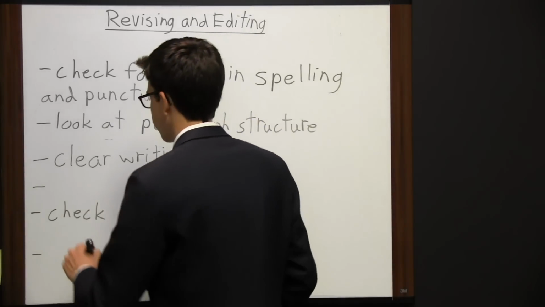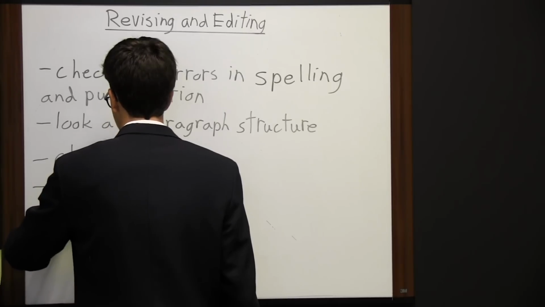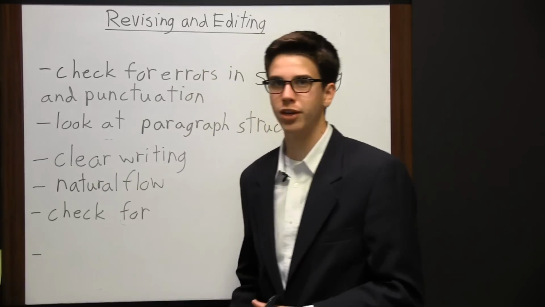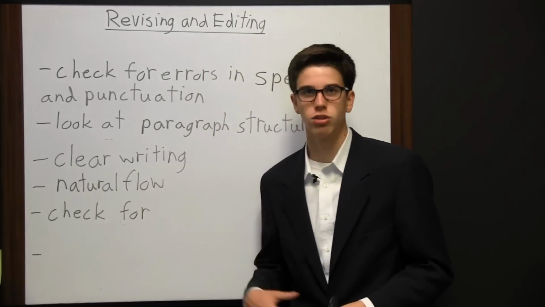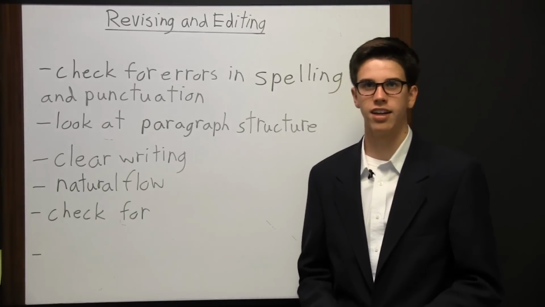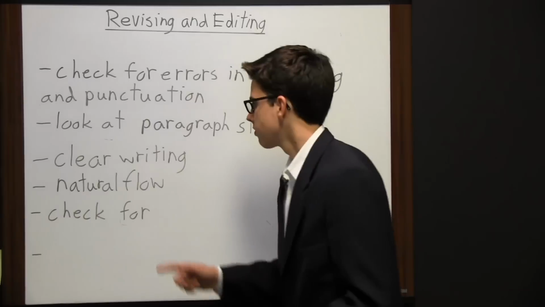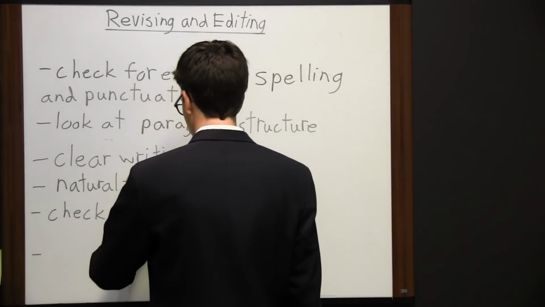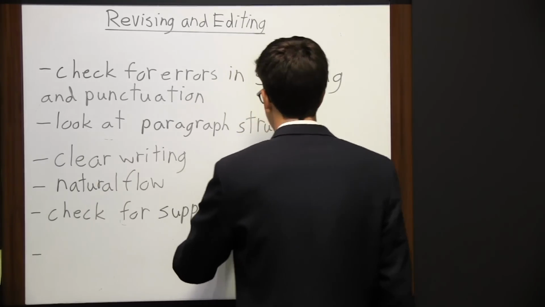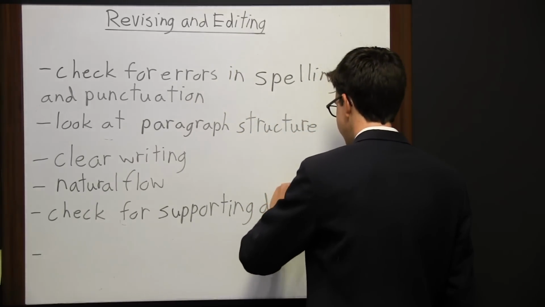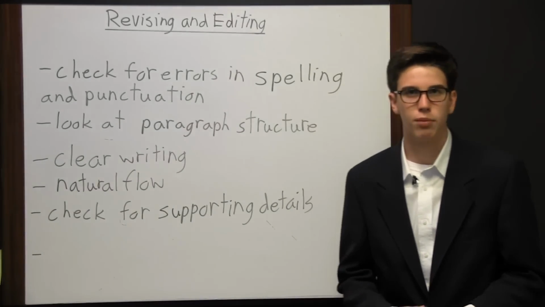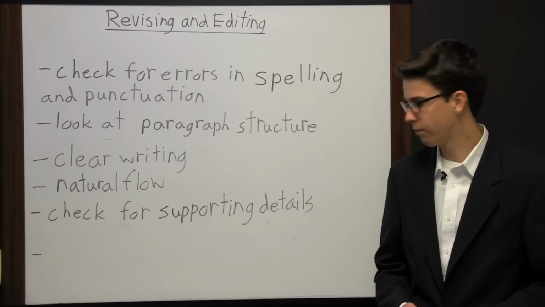Fourth thing is you want there to be a natural flow in your writing. You don't want the reader to have to keep bouncing around your paper, rereading things to understand what you're saying, because you want there to be a natural flow. You want the writing to progress easily and naturally. The next point is you want to check for supporting details. In other words, it's not enough just to have an opinion. You need to have some details to back up that opinion. Any ideas that are brought up should have enough support behind them.